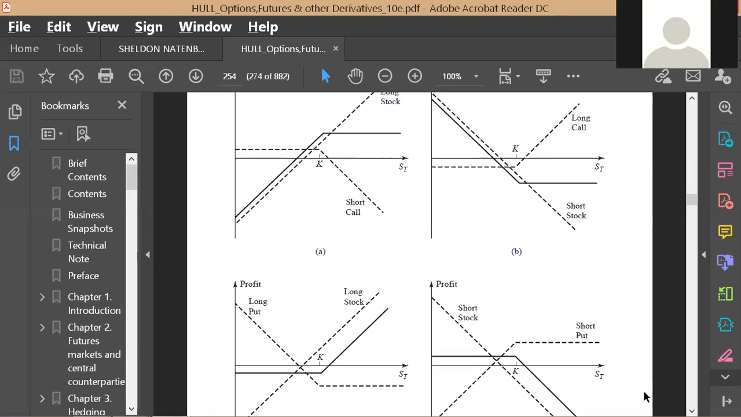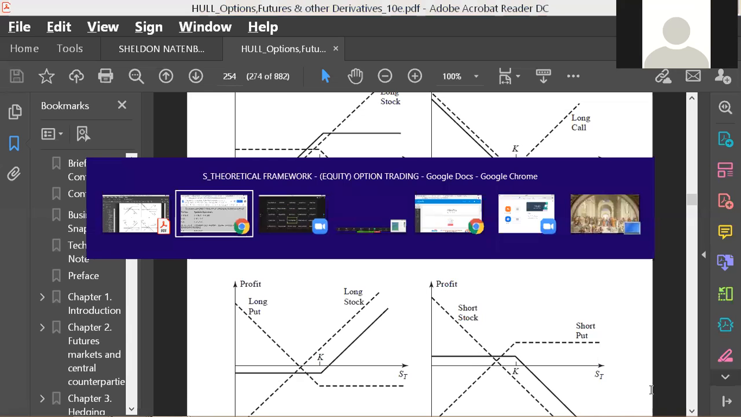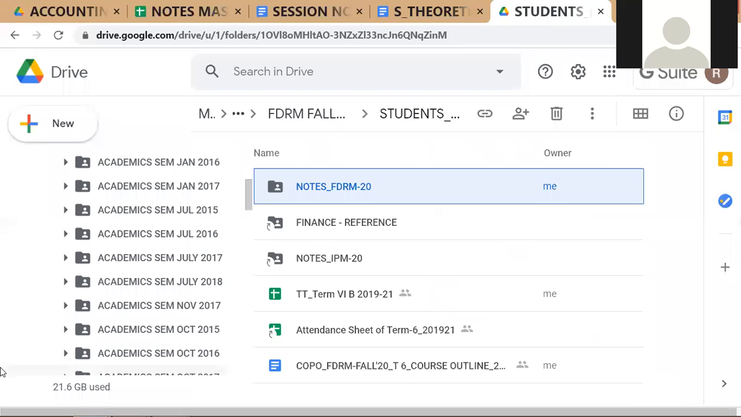Sir, when the long call is above the zero line, and the short put is below the zero line, then they follow the same trajectory. Correct. Both are 45-degree lines, so if you mentally wipe out the zero line, you will not be able to tell the difference. That's what I was saying. Okay, so let's try to see.